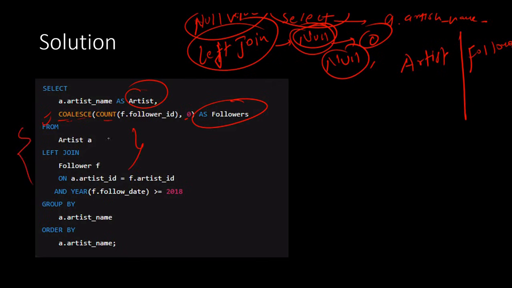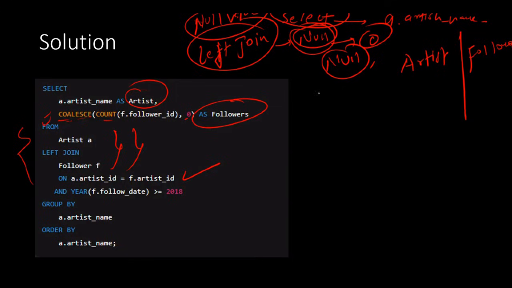So from artist a and left join follower f. These both tables we have joined on a dot artist id equals to f dot artist id. We already talked about the primary key and foreign key. Now we will talk about date.